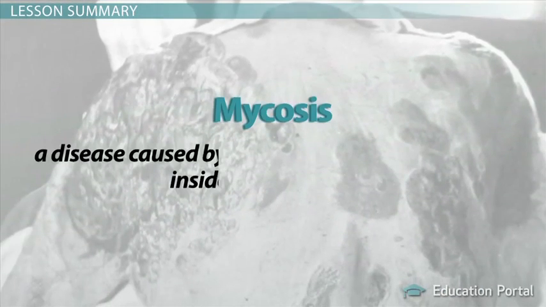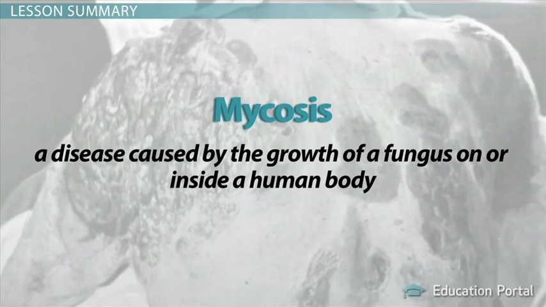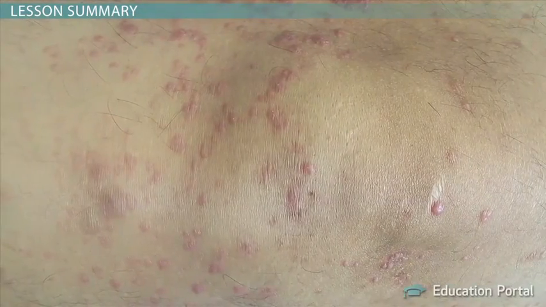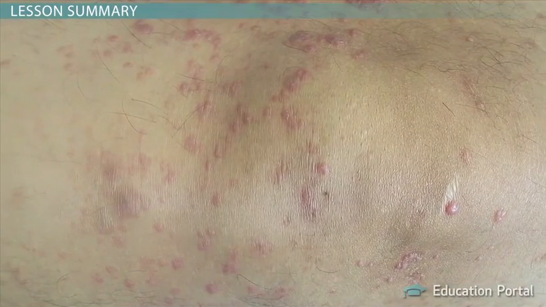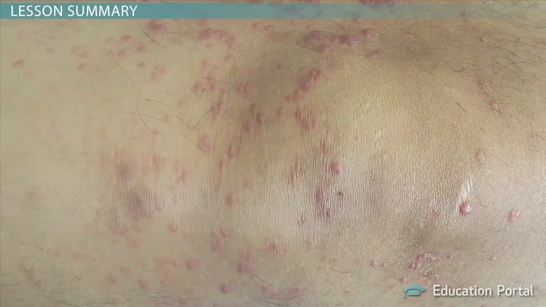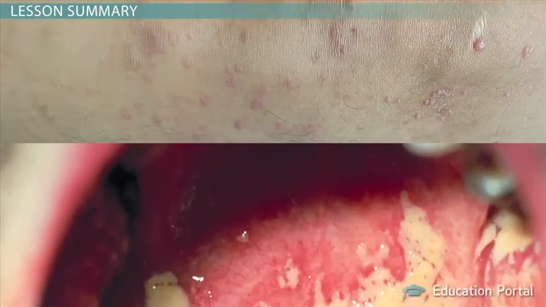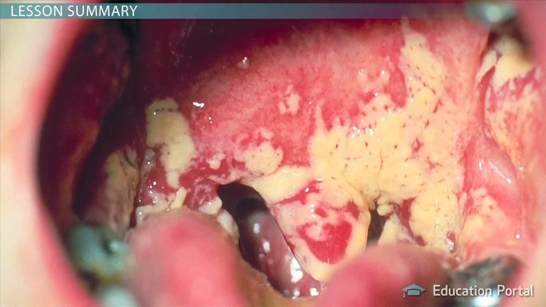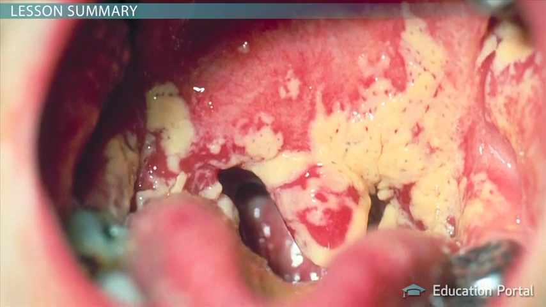A mycosis is a disease caused by the growth of a fungus on or inside a human body. Most mycotic diseases infect the body's surfaces or respiratory tract and are not considered serious diseases. Treating fungal infections can be difficult, as most drugs that target fungi will also harm human cells.